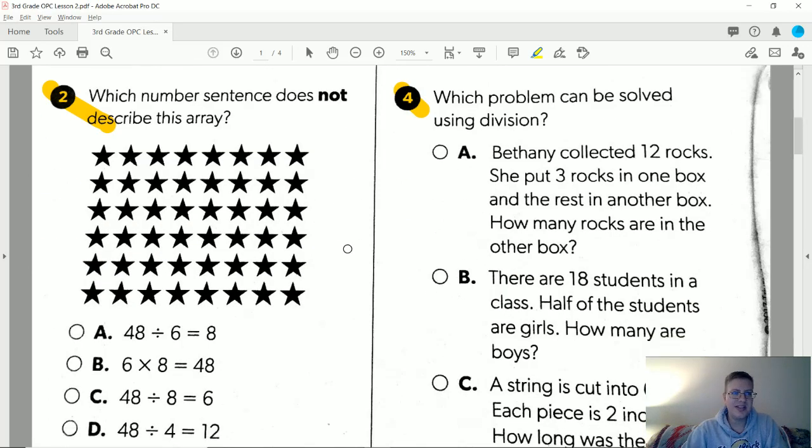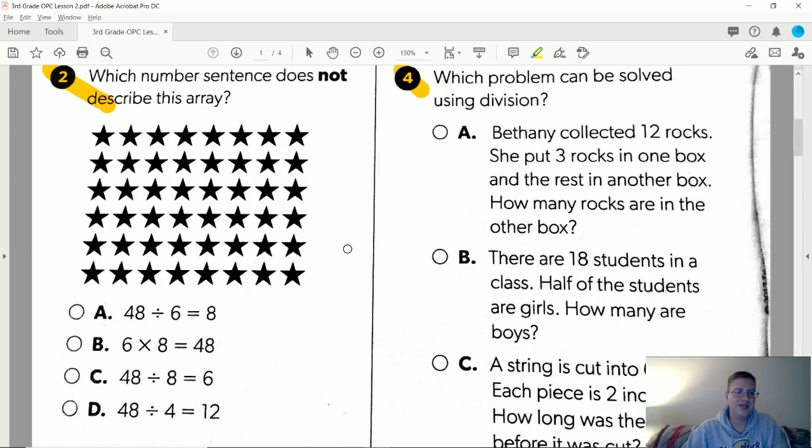Number 2, which number sentence does not describe this array? So I have 1, 2, 3, 4, 5, 6 rows of 1, 2, 3, 4, 5, 6, 7, 8. That's going to give me 48 total objects. I have 48 divided by 6 equals 8, which is good. 6 times 8, which is 48, that is good. 48 divided by 8 equals 6, that is also good. My only one that's different would be letter D, where they are taking 4 rows or 4 objects in each row, and we do not have either of those things.